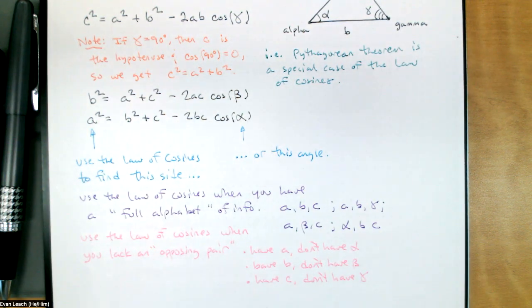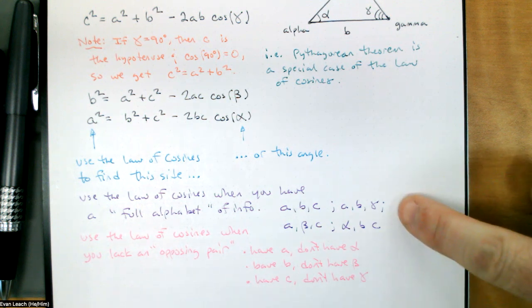No, law of sines is for when you don't have an opposing pair. Oh, sorry. Law of cosines is for when you don't have an opposing pair. Here are the 4 cases where you get to use the law of cosines.